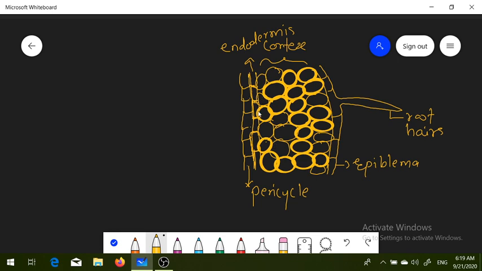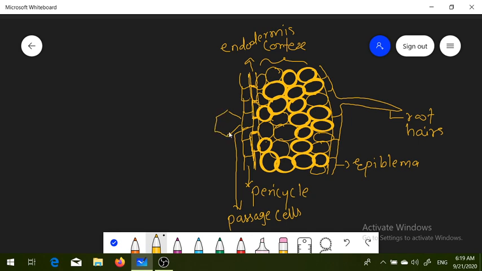The endodermis has radial walls that are thick, but some of the cells are thin-walled, and such cells are known as passage cells.